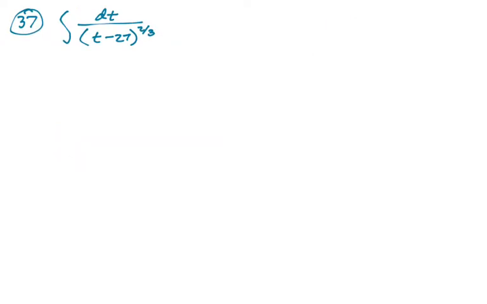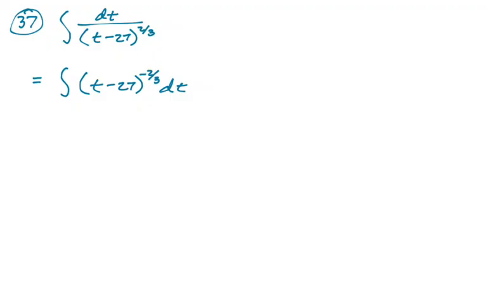Integral of dt over the quantity t minus 27 to the 2/3. I don't like that in the denominator, so I'm going to bring it up into the numerator. So I'm going to rewrite this before I even start. And even when I do them in my head, I basically rewrite them that way. Because how else are you going to do it? How are you going to reverse the power rule when the thing is in the denominator? It doesn't make any sense.